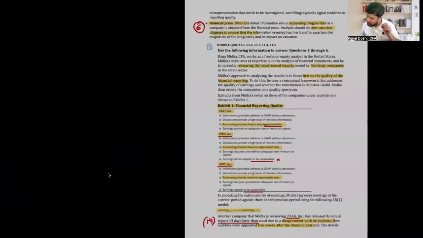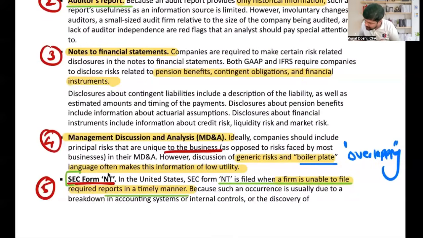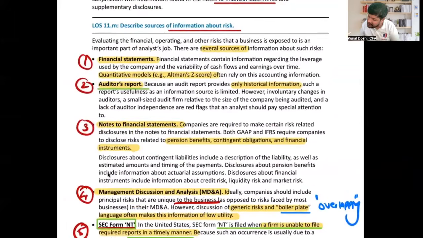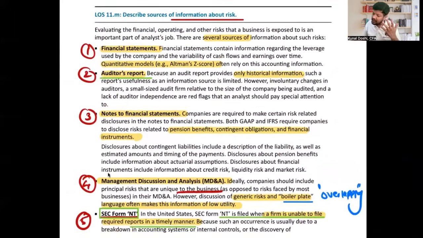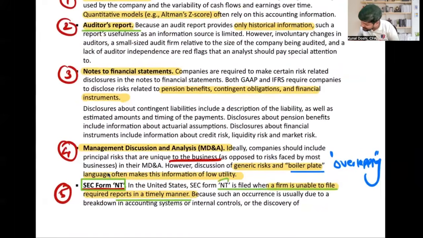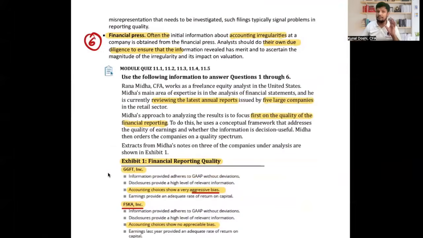Okay. Just one new thing that we came across here is the information you need to understand the different sources of information that you have apart from the company's 10K reports. One is the SEC filing NT. NT is when firms don't file the information on time. If they are not able to file in a timely manner, that shows you the quality of the management.